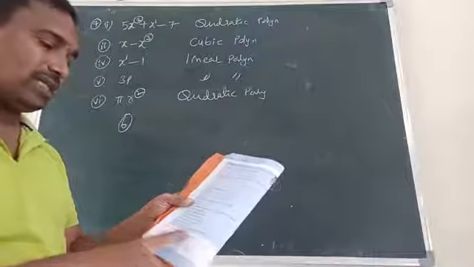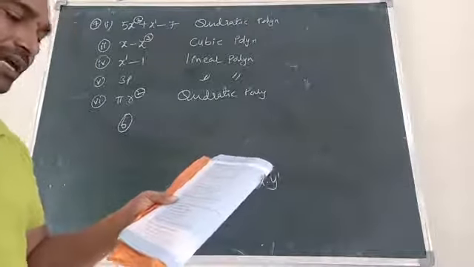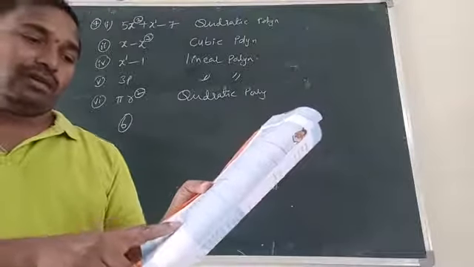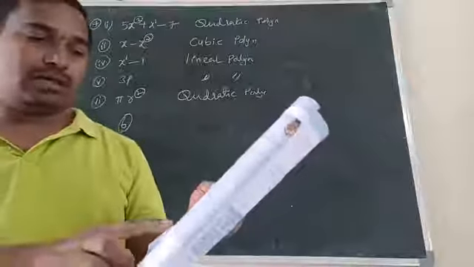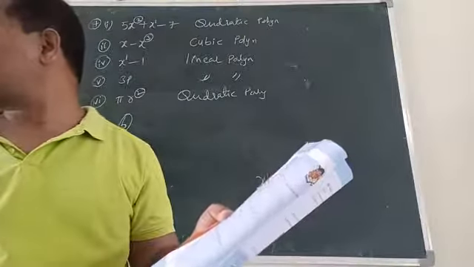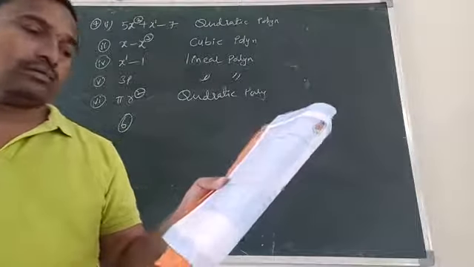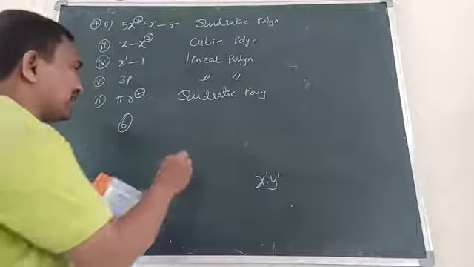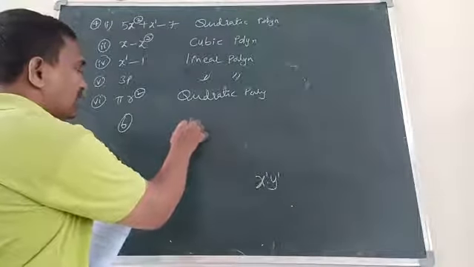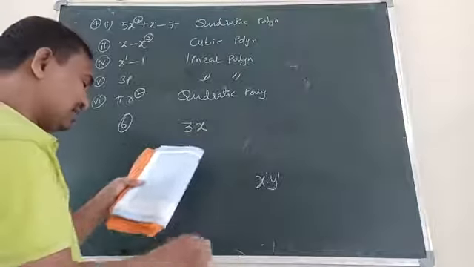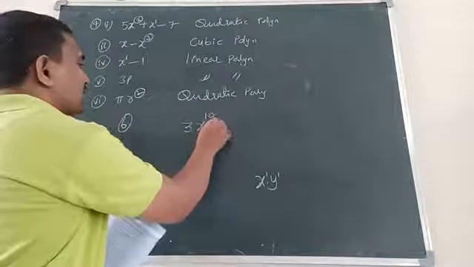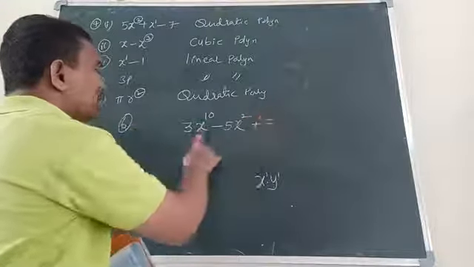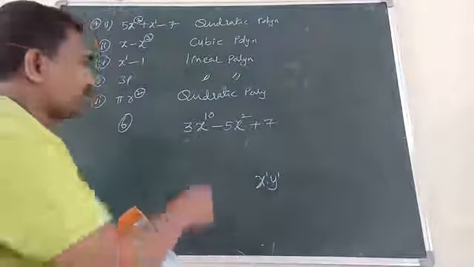Now the sixth one. Give one example each of a monomial and a trinomial of degree 10. So I will explain the trinomial. Trinomial means how many terms? 3 terms. What is the degree? 10. I am taking 3 into x power 10 minus 5 into x power 2 plus 7. How many terms? 3 terms. Trinomial. What is the degree? 10.